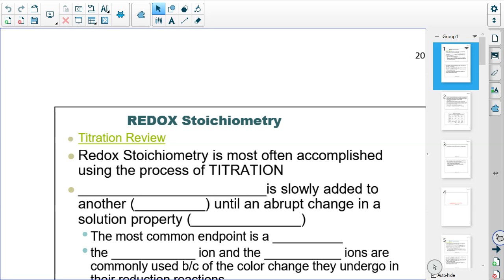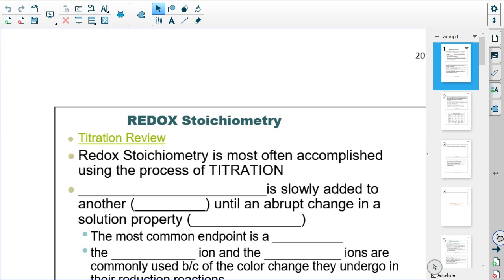Okay, so a pipette is used to transfer precise amounts of liquid. So here we're measuring. We don't know exactly what we need. I use a pipette to transfer exact amounts of liquid.